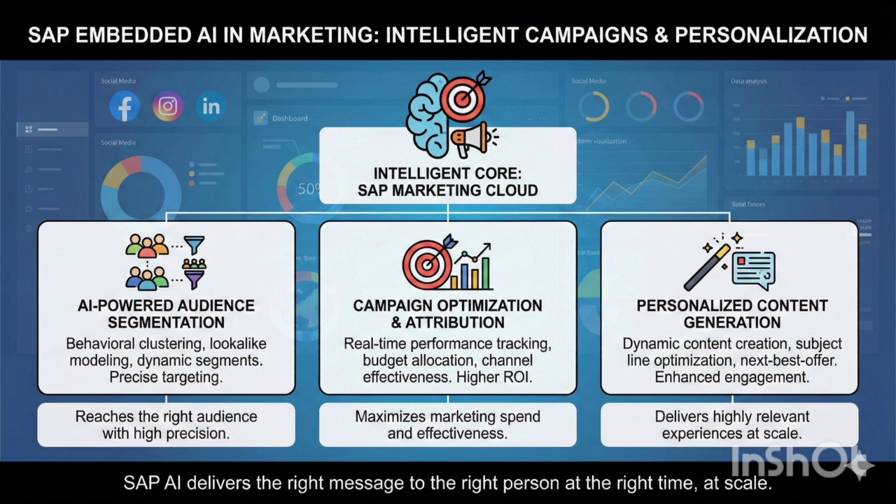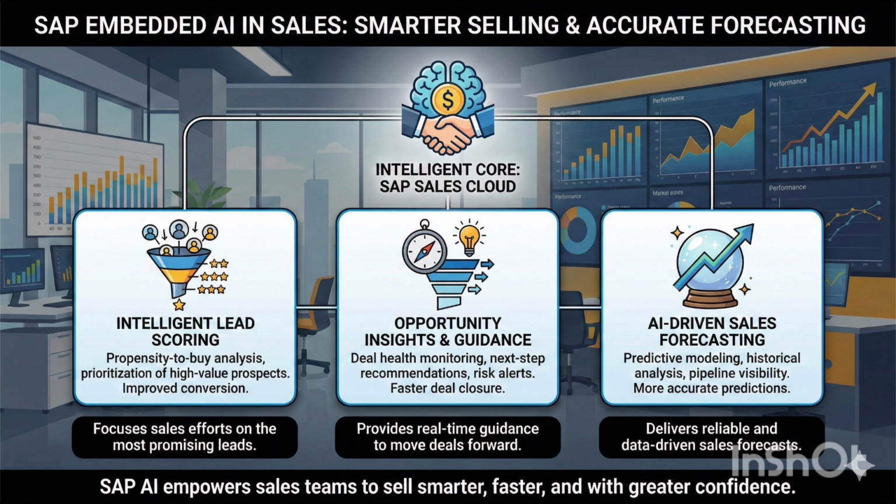In the same way, dynamic content creation, subject line optimization, next best offer, and enhanced engagement are being done to deliver highly relevant experiences at scale. So SAP AI delivers the right message to the right person at the right time at scale, and this is the best utilization of SAP embedded AI in the field of marketing.